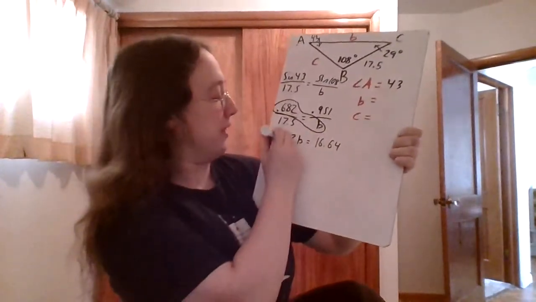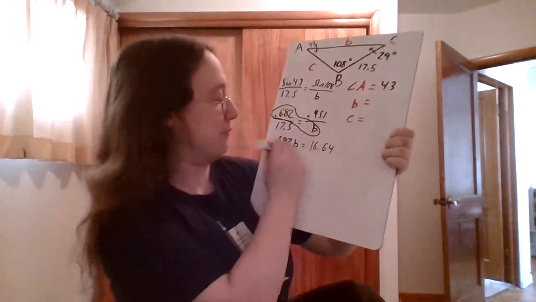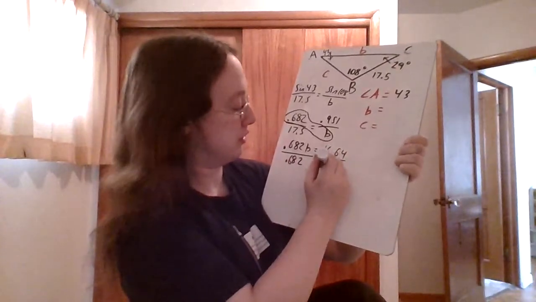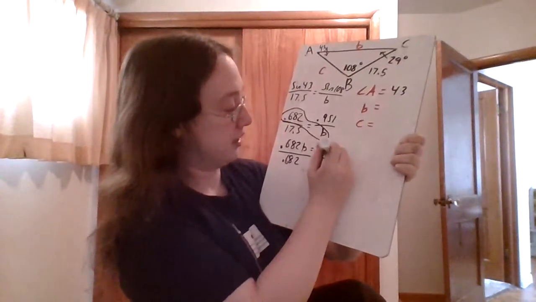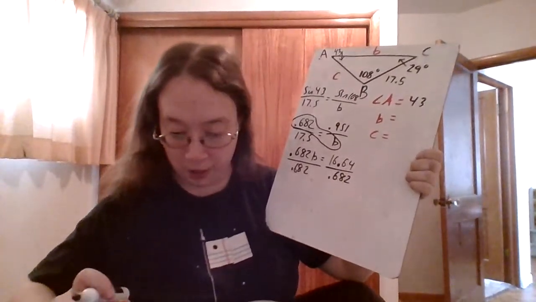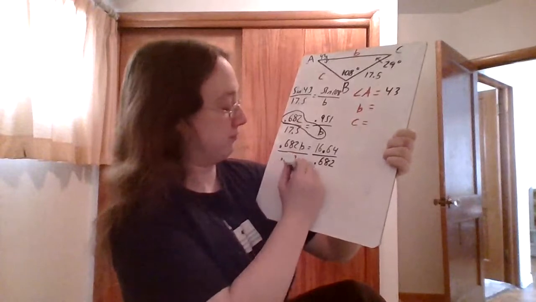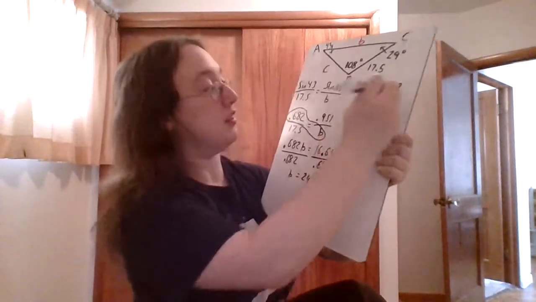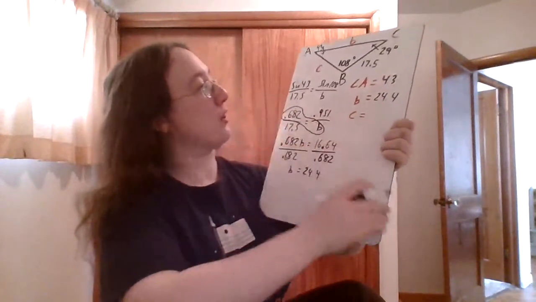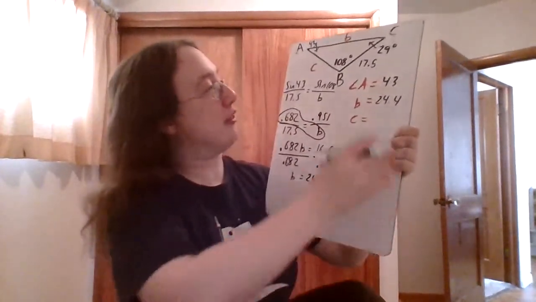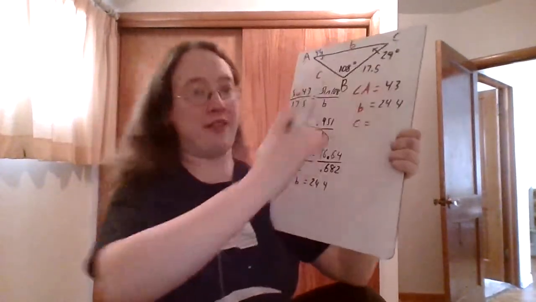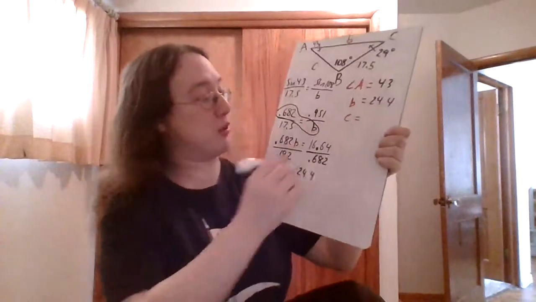And then we're dividing by that. I should make that decimal point bigger. There we go. We're dividing by 0.682, which gives you about 24.4. Which, if we're looking back at our triangle, that makes sense. B is your biggest angle. 24.4 is going to end up being our longest side. It's bigger than the 17.5 we've already got, so that's looking pretty good.